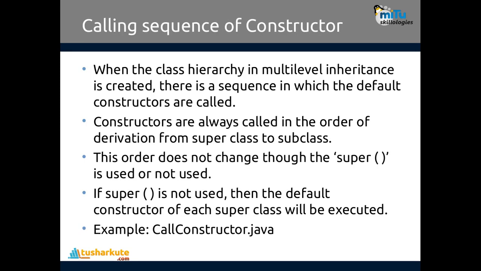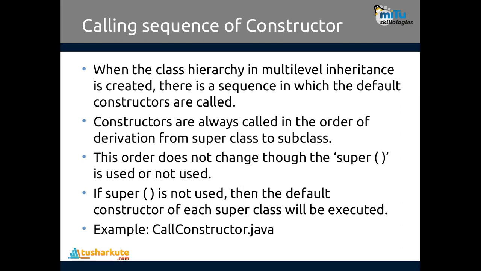So one concept is connected to the multi-level hierarchy. We'll talk about that. It's called the calling sequence of constructors. Maybe somewhere you require this particular concept, that's why I added it in this presentation. When a class hierarchy in multi-level inheritance is created, there is a sequence in which the default constructors are called. Constructors are always called in the order of derivation from superclass to subclass. This order does not change whether super is used or not. If super is not used, then the default constructor of each superclass will be executed.